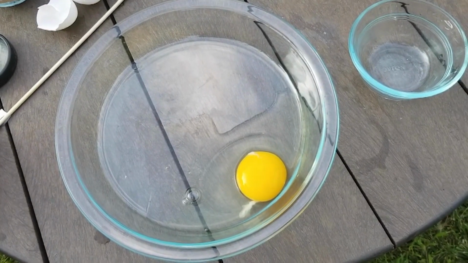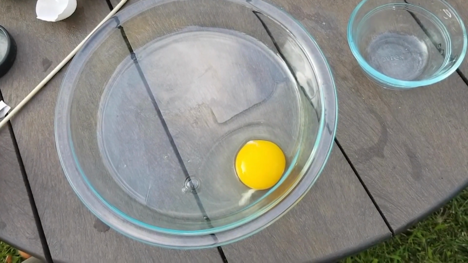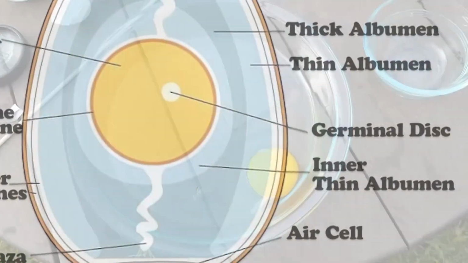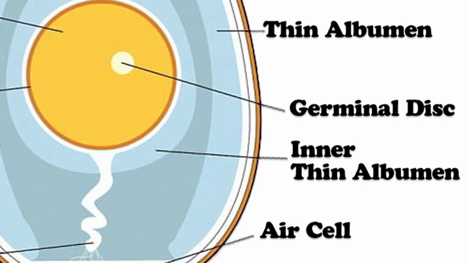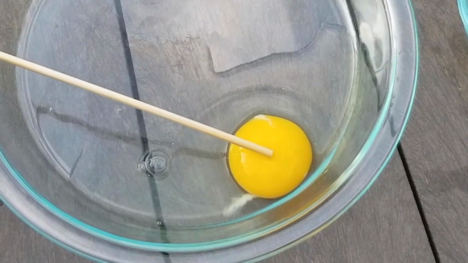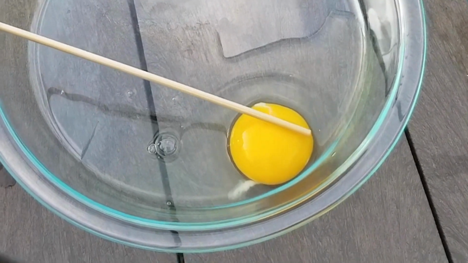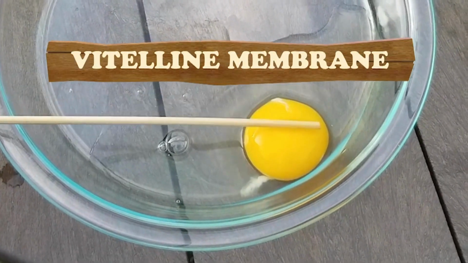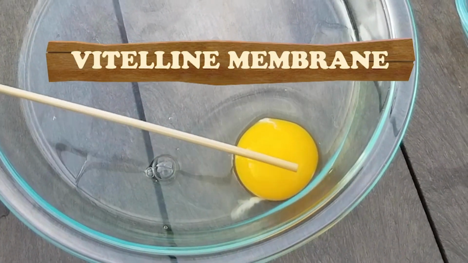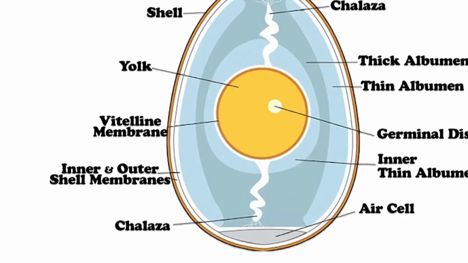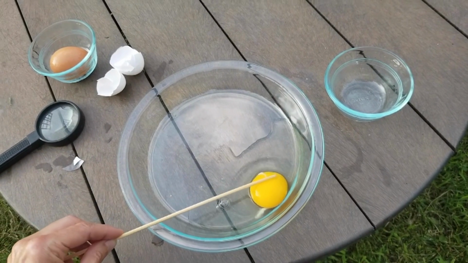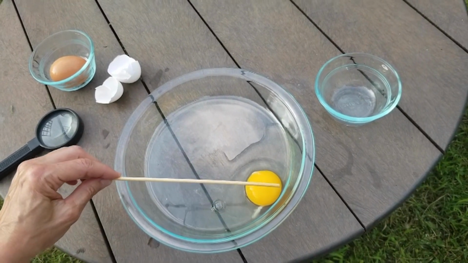If you look closely, you may see a white dot on the surface of the yolk. This is known as the germinal disc. Take your toothpick, very gently poke the yolk without breaking it, and you will feel another membrane. This membrane is called the vitelline membrane. It's a clear casing that keeps the yolk all contained. The yolk itself has protein, fat, vitamins, and minerals.